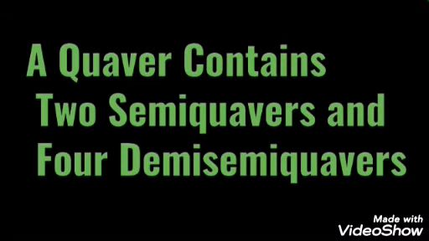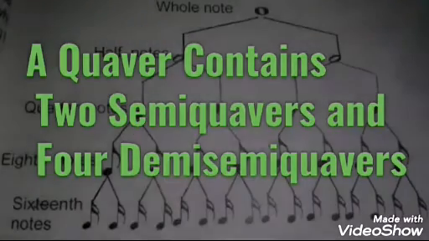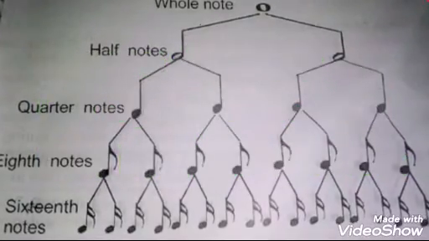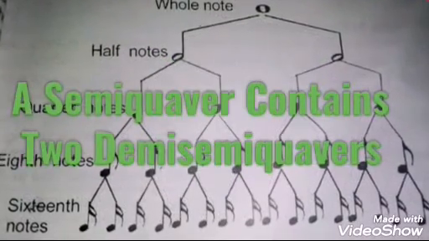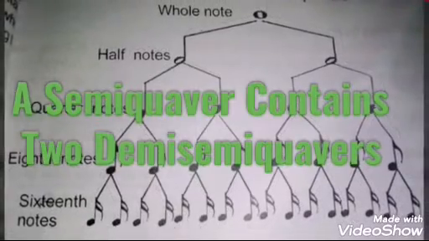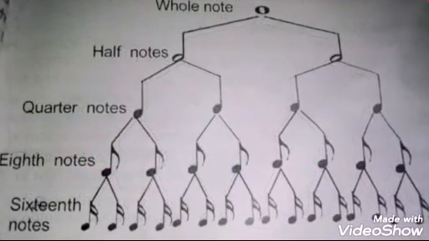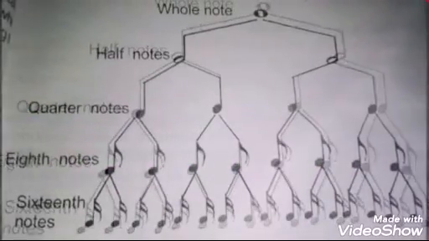We move on to a quaver. A quaver contains 2 semiquavers and just 4 demisemiquavers. We move on to semiquaver. A semiquaver contains 2 demisemiquavers only. On your screen, you will see the chart. The chart is called a musical tree.